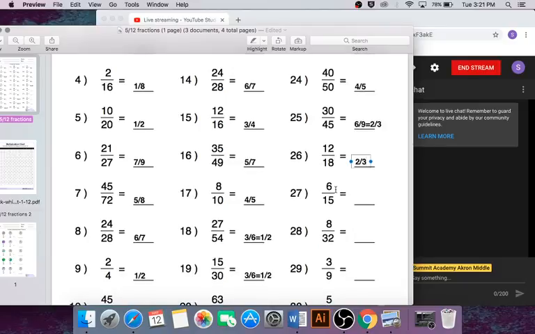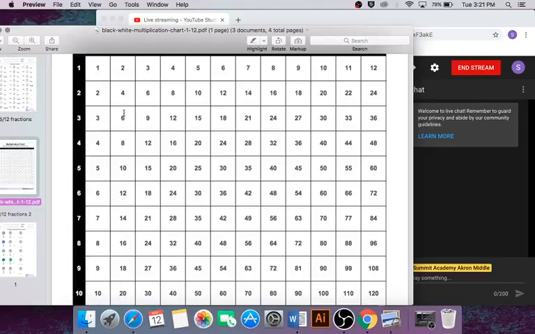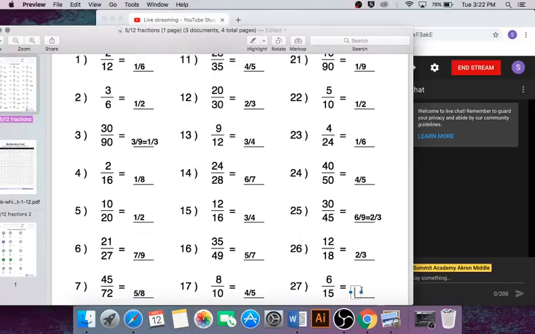Okay, now we have 6 and 15. So 3 goes into 6 and 15. And the next number that'll go into 6 is 6, but it doesn't go into 15. So 3 is the biggest number that they're going to have in common. So 3 goes into 6 2 times, and 3 goes into 15 5 times. So our fraction is going to be 2 over 5.